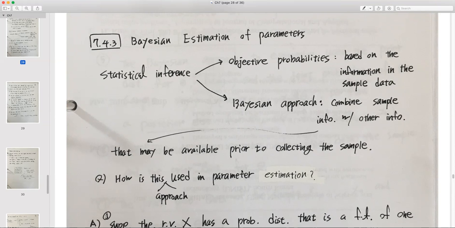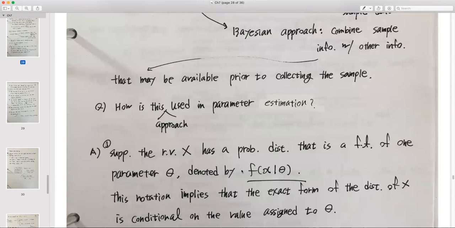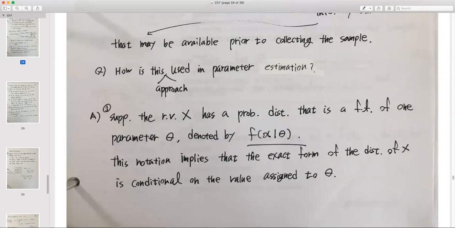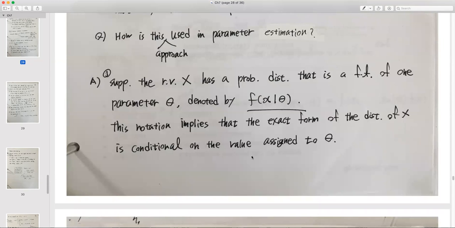It's a little bit abstract, but we can figure it out. Here's a question: how is this approach used in parameter estimation? Suppose that the random variable x has a probability distribution that is a function of one parameter theta. Theta is the population parameter. Then the PDF or PMF f can be denoted as f of x given theta, where x is the random variable. This notation implies that the exact form of the distribution of x is conditional on the value assigned to theta. It makes sense, right?